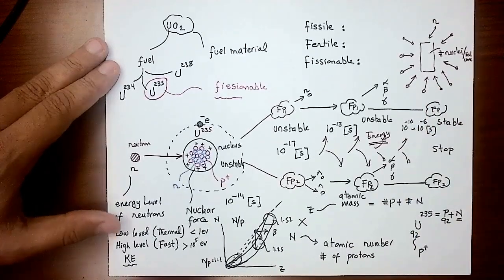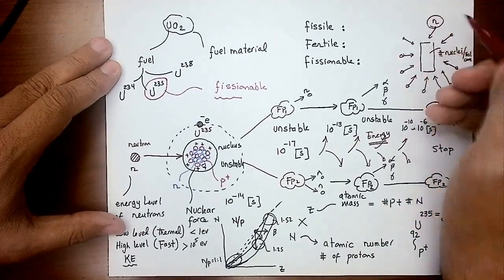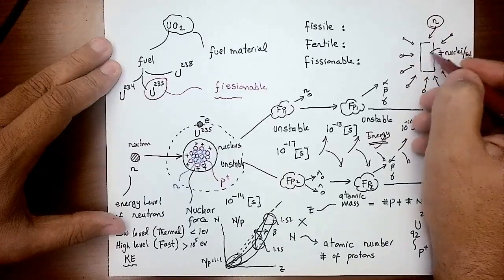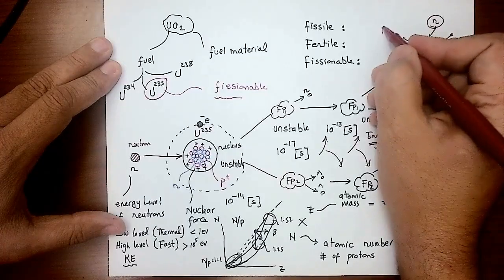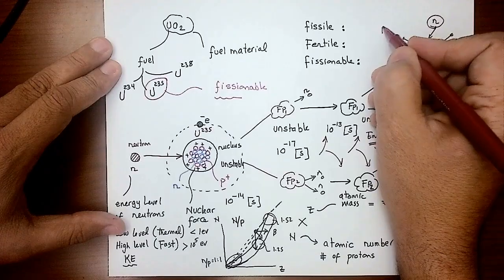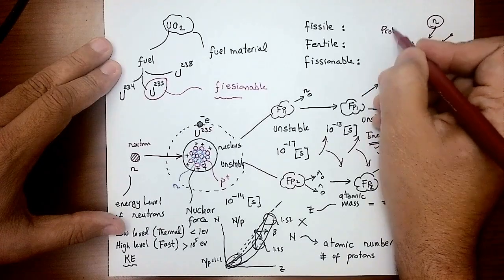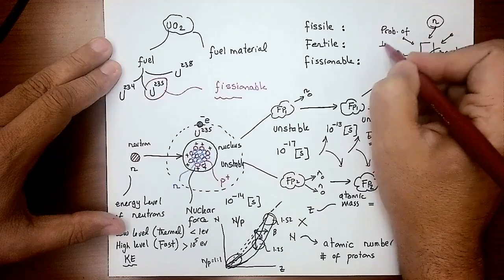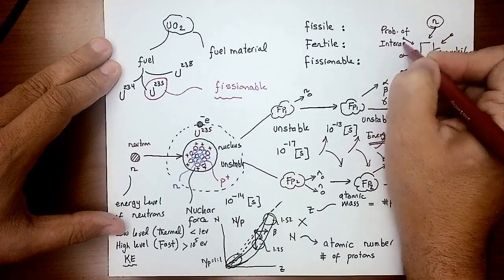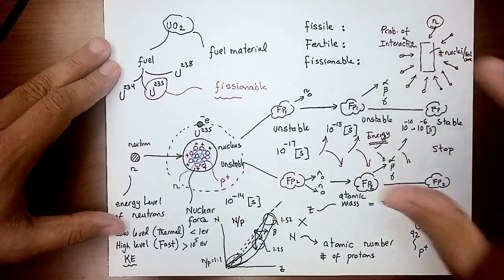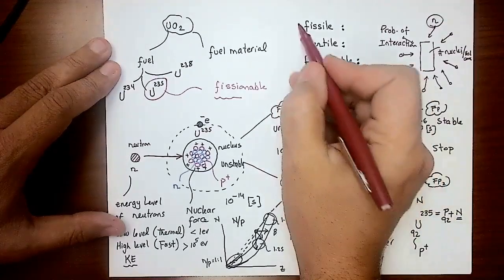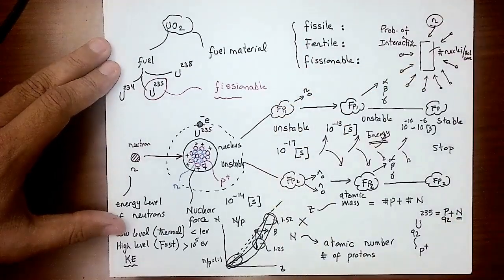So there are three key parameters here: the neutron, the nucleus of the fissionable material, and what we call the probability of interaction. And we're going to talk about each one of these elements separately here. Let me go back to the definition of these three terms here, just to make it clear.